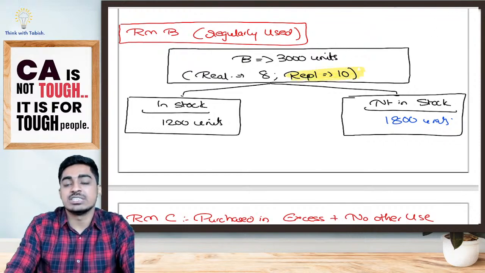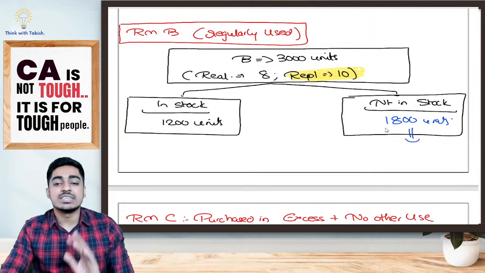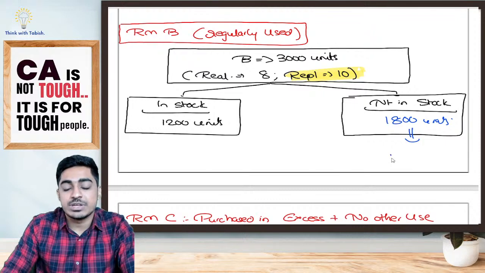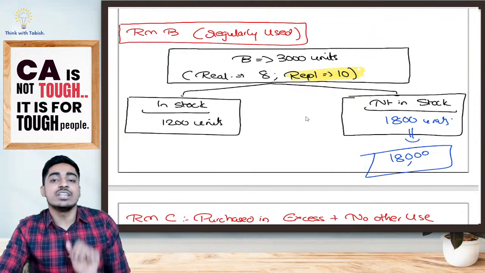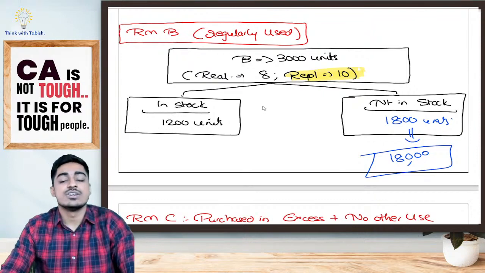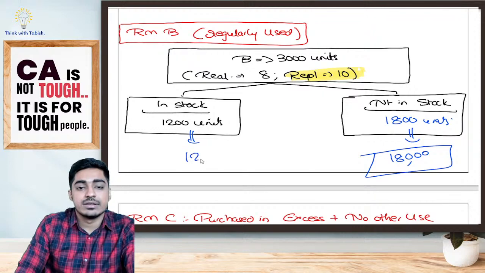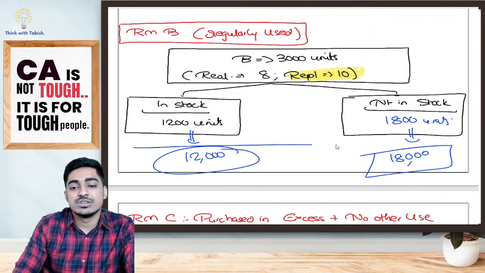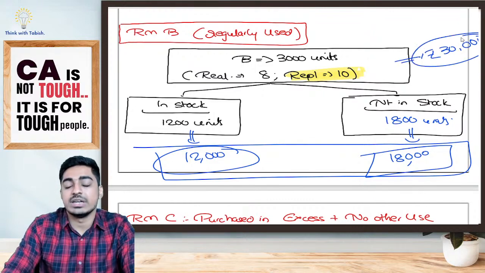So firstly, 1,800 units are not in stock. If it is not in stock, we need to purchase. We'll purchase it at 10 rupees per unit. 1,800 into 10, 18,000 rupees is the relevant cost here. 1,200 units are already in stock. Even though they are in stock, they are regularly used, so we need to replace them. For every unit, we'll have to again pay 10 rupees. So 1,200 units into 10, 12,000 will be relevant. So 12,000 plus 18,000, 30,000 is the relevant cost for raw material B.